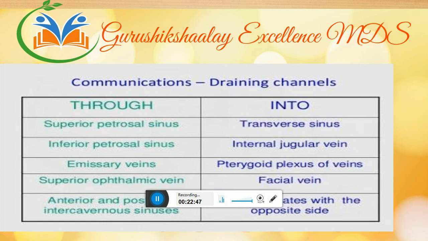And next you have into the facial vein through the superior ophthalmic vein, and the right and the left cavernous sinus communicate with each other through the anterior and the posterior intercavernous sinuses and through the basilar plexus of the veins. Okay, and basically all these communications are valveless and the blood can flow through them in either direction. Don't worry, if you can learn this, well and good. Otherwise, in the GEMS Plus group, we will learn this together.